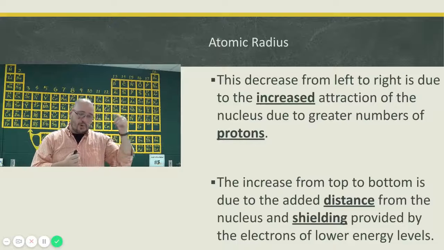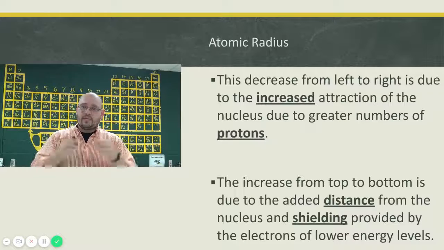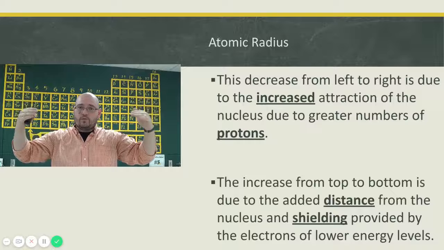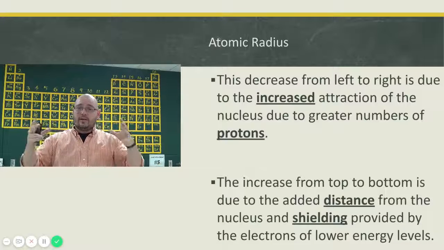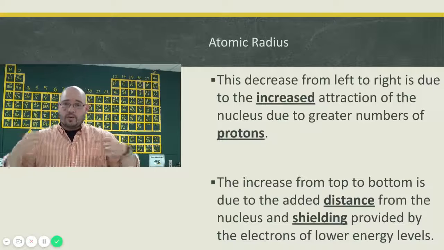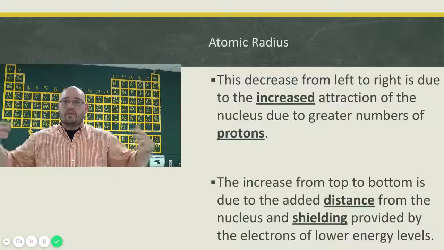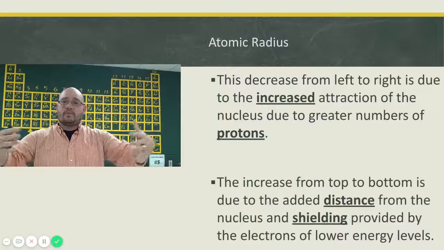The increase from top to bottom is due to the distance that you have from the nucleus, because as we talked previously, you have energy levels, and each row represents a different energy level on that electron cloud. So as we add an energy level, you're adding a layer to that cloud. Think of it like if I'm going to put on a bunch of clothes. If I put on a jacket, then I'm a little bit thicker. That outer edge is farther away from me. If I put on another jacket, it's even farther away. And every jacket I put on makes it bigger and bigger and bigger.